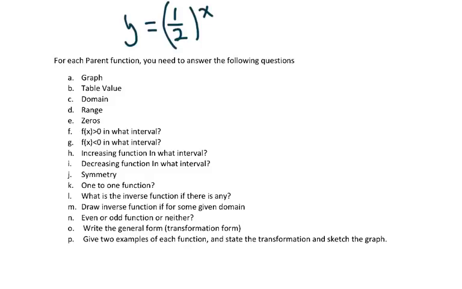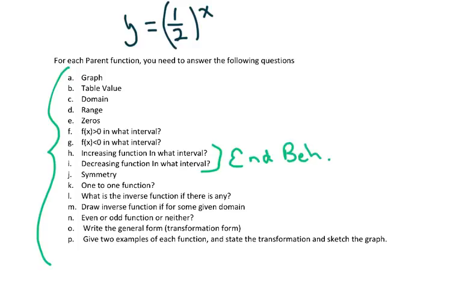Hi everyone, we're going to graph y equals 1/2 raised to the x power and discuss this information here. These two have to do with the end behavior we're going to look at, and the symmetry, and these two go together. And this basically just means where's y positive and where's y negative. So basically the first thing I want to do is a table of values here.